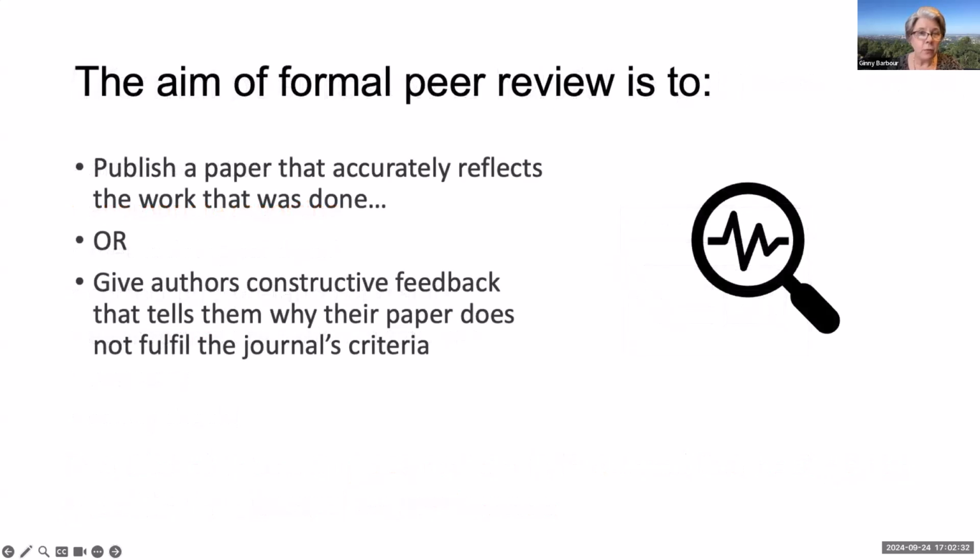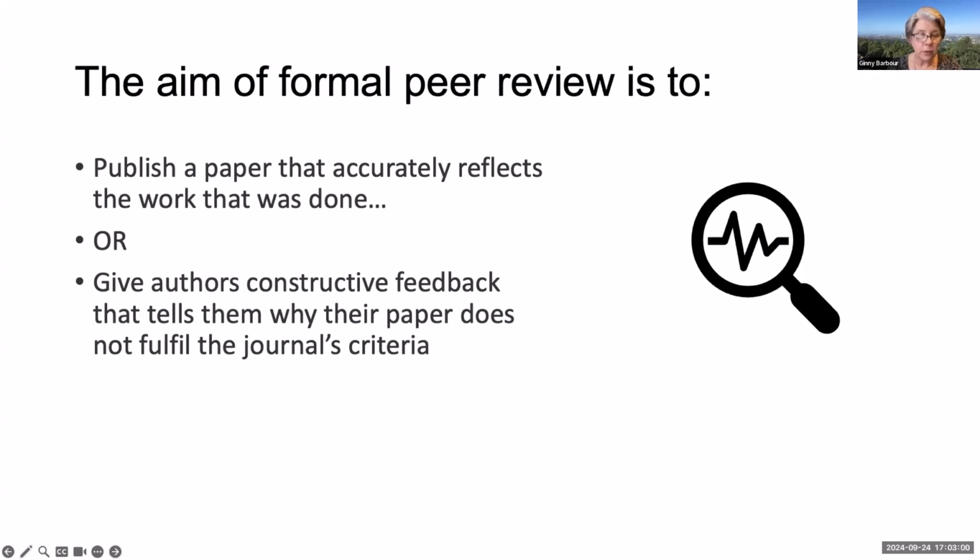I think the aim of formal peer review is slightly different, but it's still on that continuum of being a sort of social activity. Essentially, from a journal's perspective, we want to publish a work that accurately reflects the work that was done. We want everything to be in there that needs to be in there and no missing parts. So again, that's where checklists are really critical. Or if we're not going to publish it, then it's to try and give the authors constructive feedback on why the paper doesn't fulfill the journal's criteria.